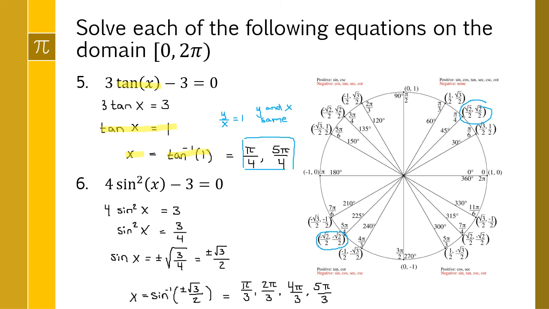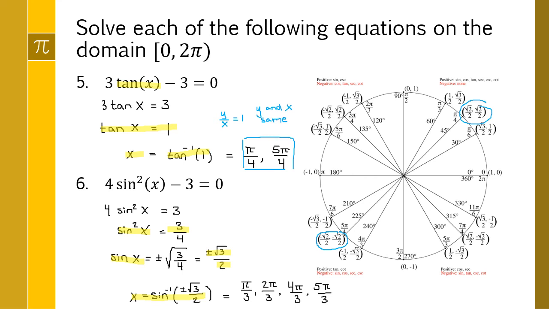For problem 6, isolating the sine function, we add 3 to both sides, and then divide both sides by 4, and end up with sine squared is equal to 3/4. So to get sine by itself, you take the square root of both sides, and you end up with the sine of x equal to plus or minus root 3 over 2. Then to get x alone, you take the inverse sine on both sides and get x equal to the inverse sine of either positive or negative root 3 over 2.